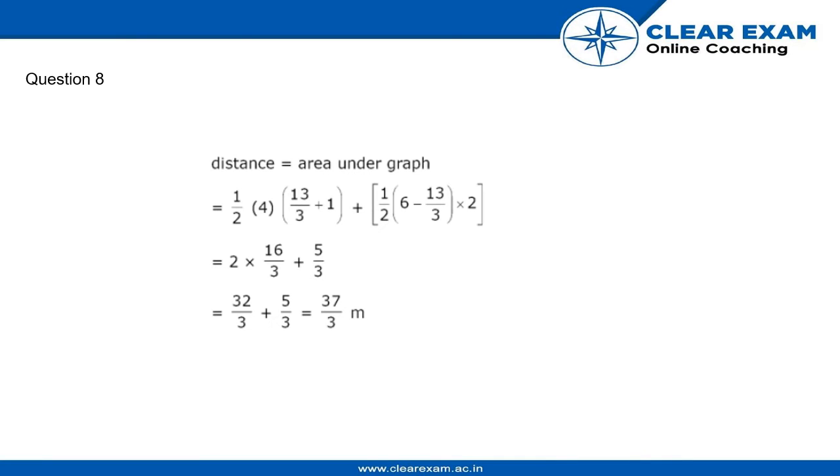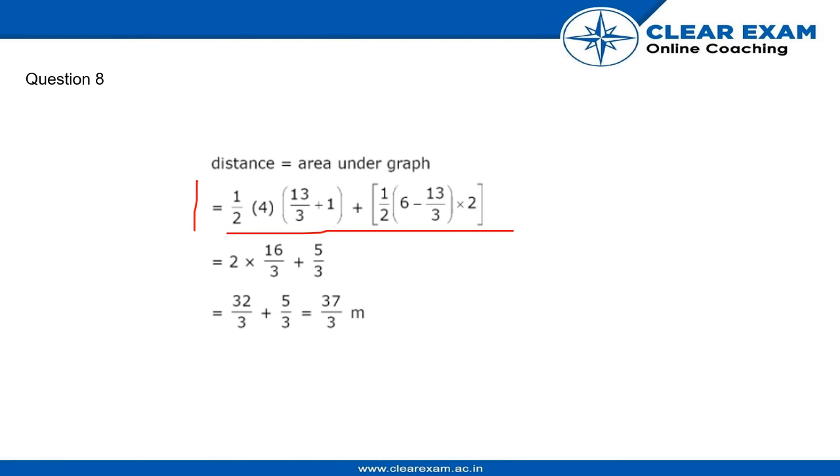So we just apply the formula here, that is half, 4 is the distance, then 13 by 3, which is the fraction form, numerator and denominator form, of 4.3333, and plus 1. Then we write this from the graph, the area covered by the graph: 1 by 2 multiplied by 4 multiplied by 13 by 3 plus 1, plus 1 by 2 multiplied by 6 subtracted by 13 by 3 multiplied by 2.